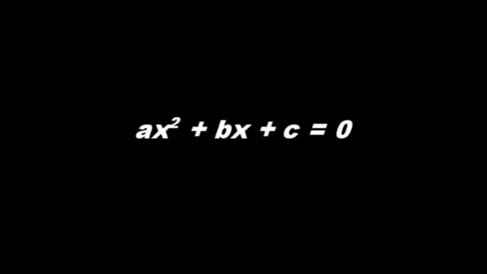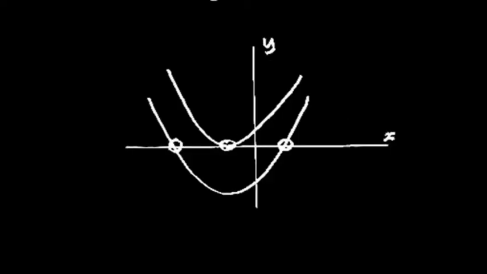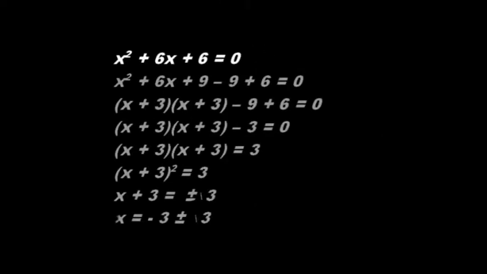This is the form of a quadratic equation. On a graph, the solutions are where the curve crosses or touches the x-axis. The solutions can be found by factorization in some cases. In other cases, we can use the method of completing the square. Here's an example. x squared plus 6x plus 6 equals 0.